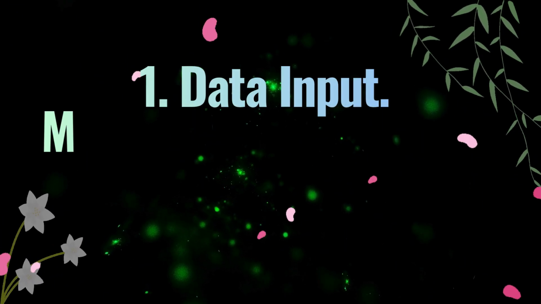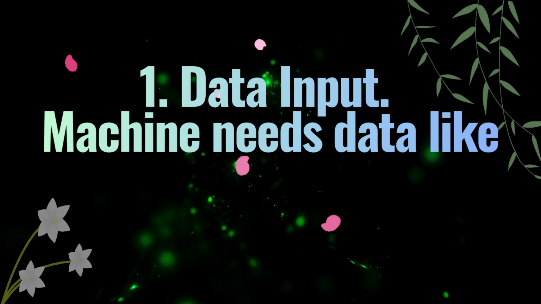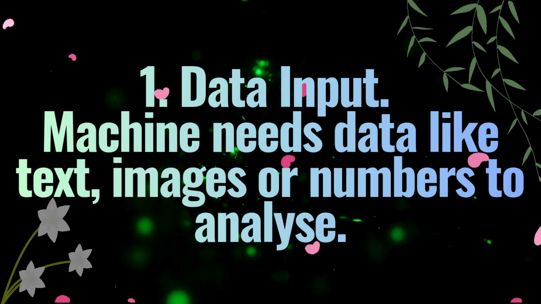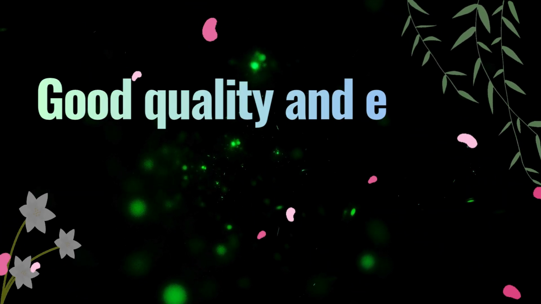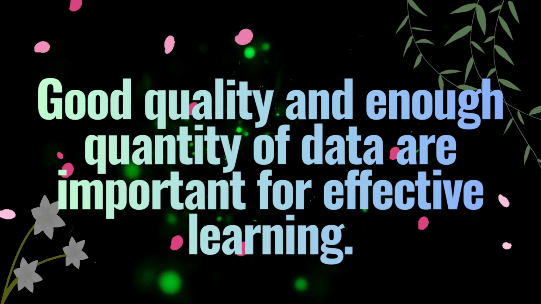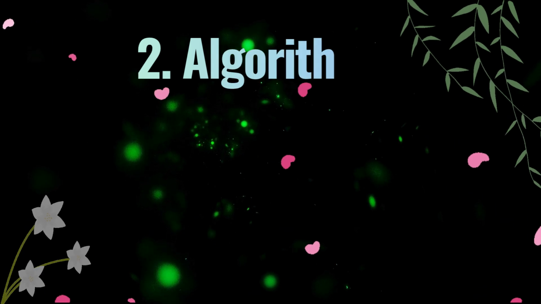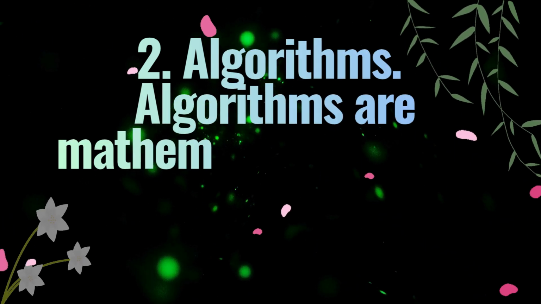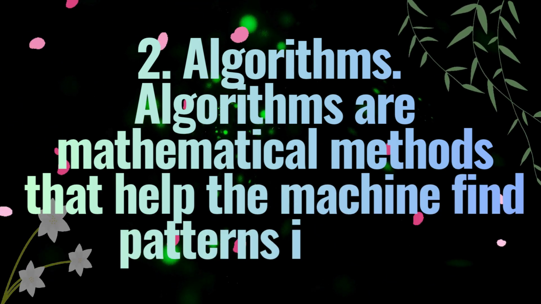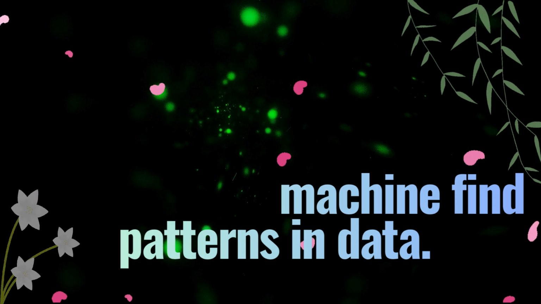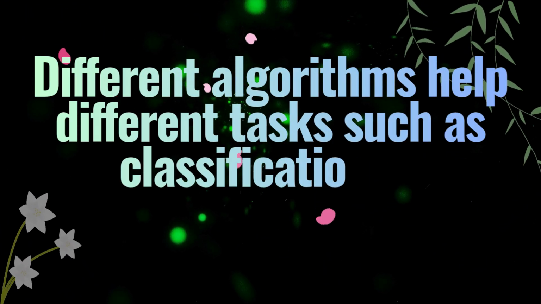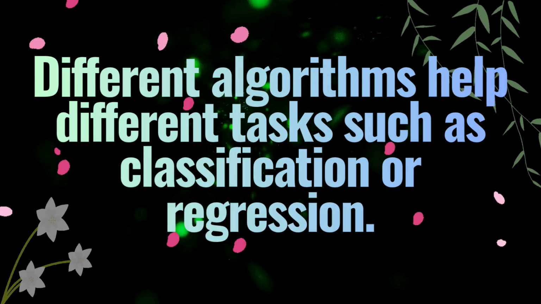1. Data input. Machine needs data like text, images, or numbers to analyze. Good quality and enough quantity of data are important for effective learning. 2. Algorithms. Algorithms are mathematical methods that help the machine find patterns in data. Different algorithms help different tasks such as classification or regression.